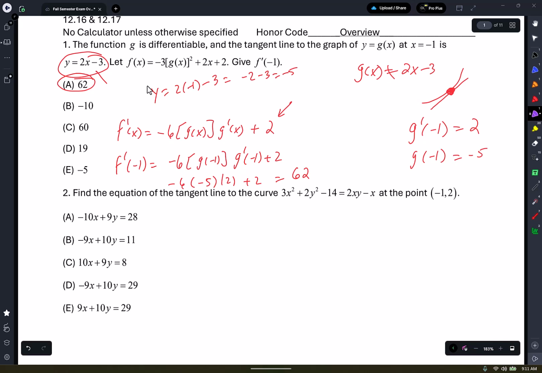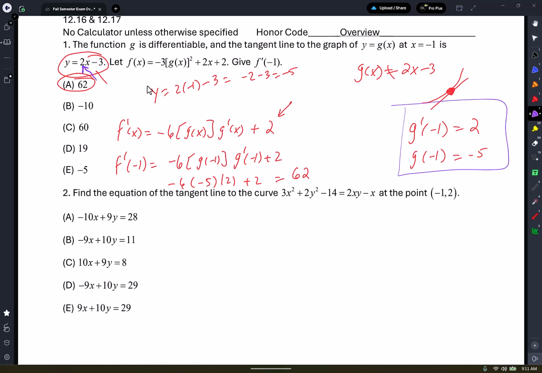Are you able to explain one more time on how g prime of -1 is 2? Yes. You see how they told you the tangent line? What's the slope of that tangent line? 2. And every time you're looking for a tangent line, what 2 things do you need? Point and a slope. So that means the slope of g at -1 has to be whatever the slope of the tangent line is. So it would be ideal if you did this on the side somewhere.